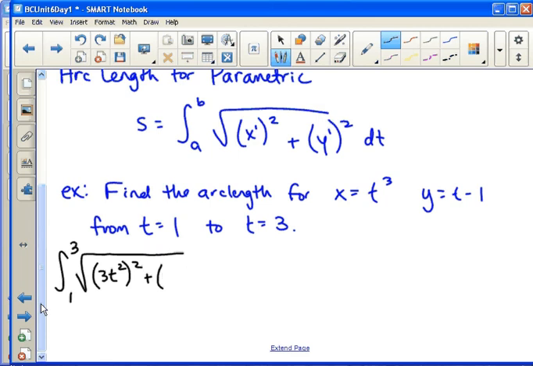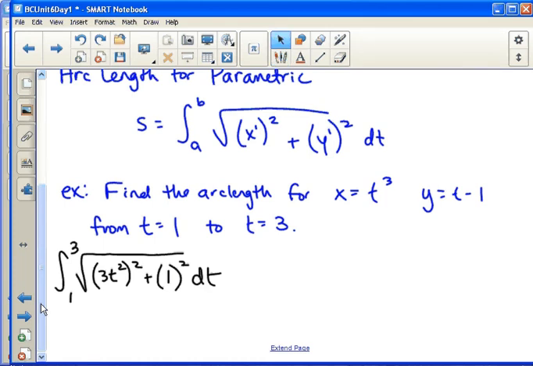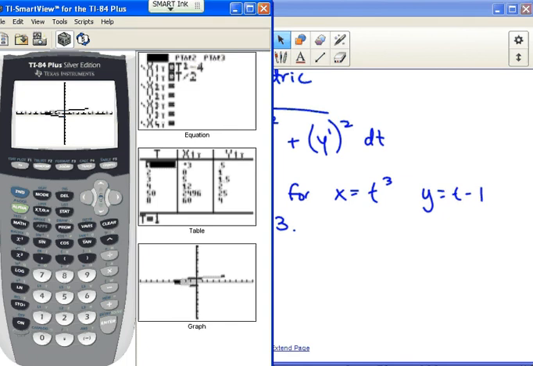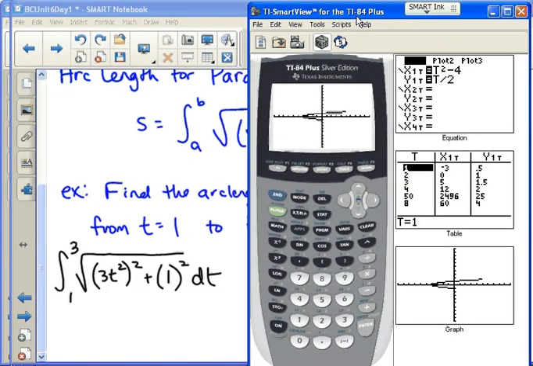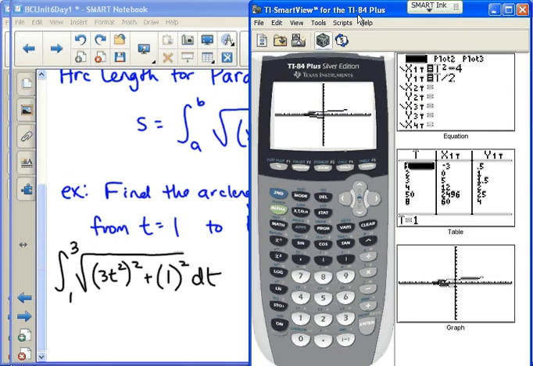And we can simply plug that in our calculators. Remember, the AP test always wants you to show your setup. So if you're allowed to solve it in your calculator, you should still write that setup down. So we get math 9, square root of parentheses 3t squared, squared, plus 1 squared, close the parentheses for the square root, comma t, comma 1, comma 3.